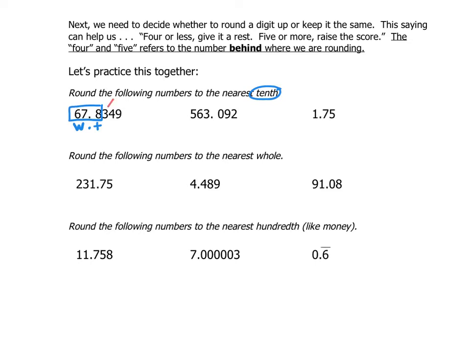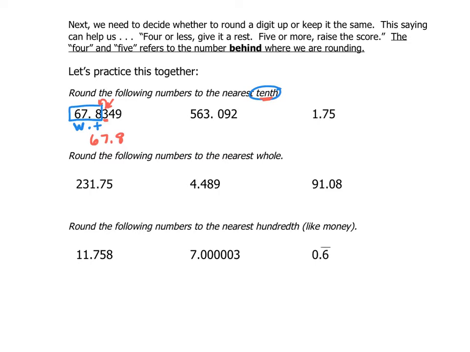So here's where the bossy number comes in, that number behind the digit we want to round to. 3 gets to tell the 8 what to do. So 3 is 4 or less, it's less than 5. So it's going to tell 8, hey, you have to stay where you are. So our rounded number is 67 and 8 tenths. We rounded to the nearest tenth.